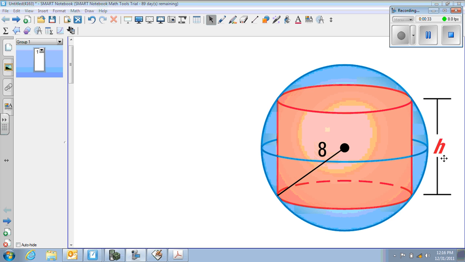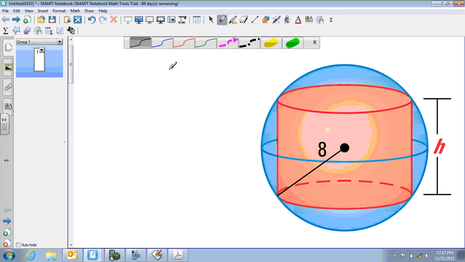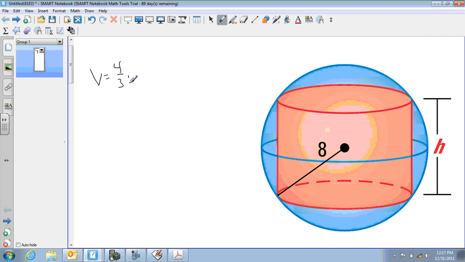So we have an interesting problem here. When I first looked at it, the first thing that came to mind was, I know that the volume V is equal to 4/3 pi r cubed. As it turns out, that is actually irrelevant to this problem. I don't really need to know that.